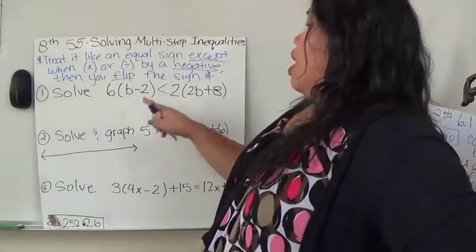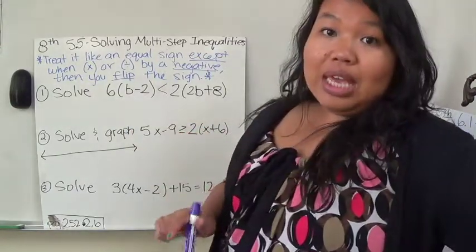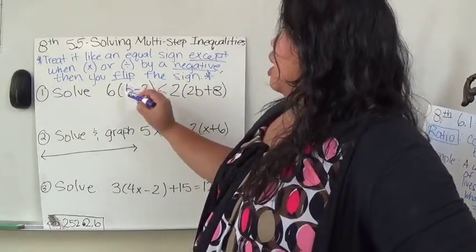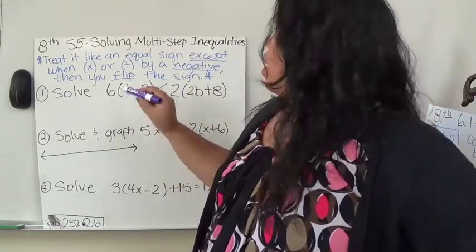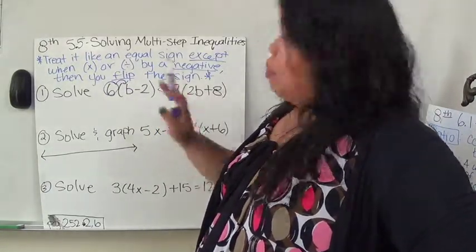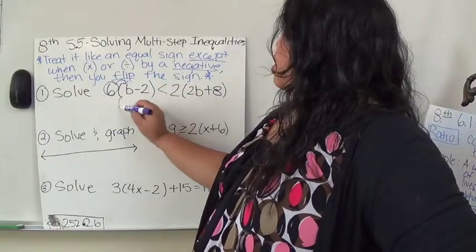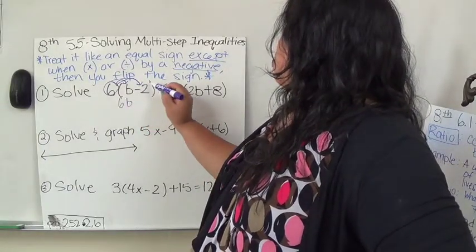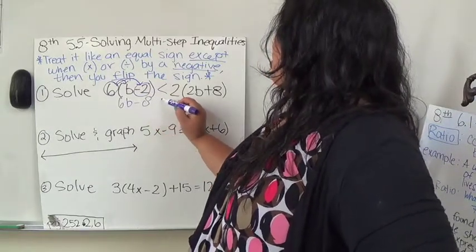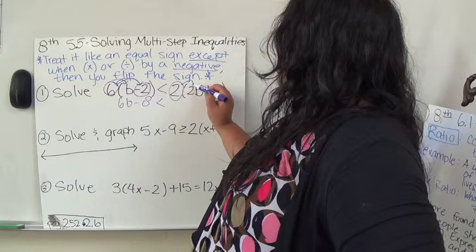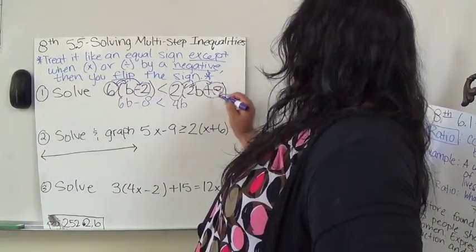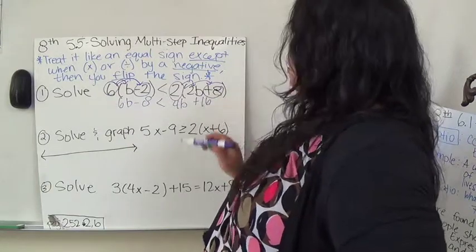Number one, what we need to first do is get rid of these parentheses. Okay? So I'm going to distribute. Now I'm not moving anything to any side, I'm just distributing. So 6b, and I distribute to the -2, so 6 times -2 is -8. And then 2 times 2b, which is 4b, and then 2 times +8, which would be +16.